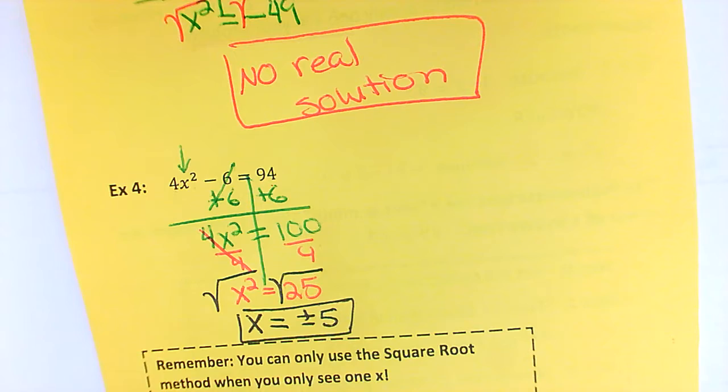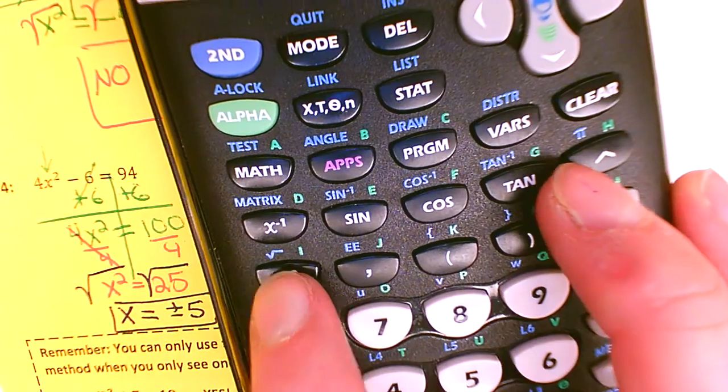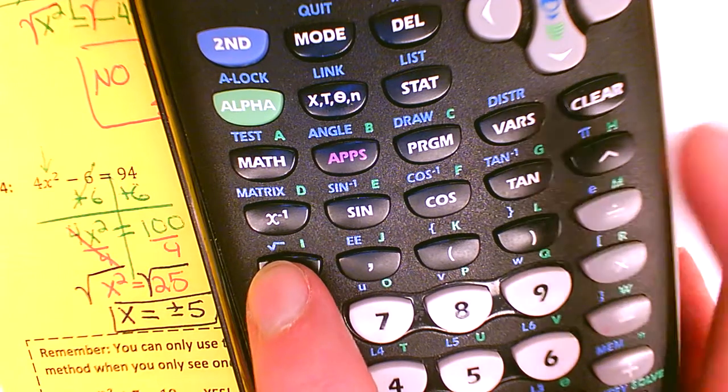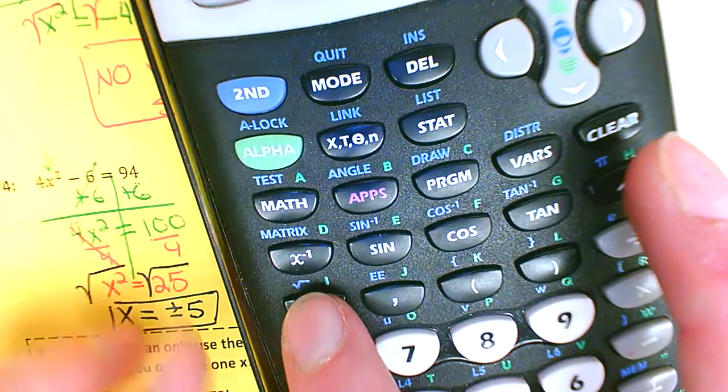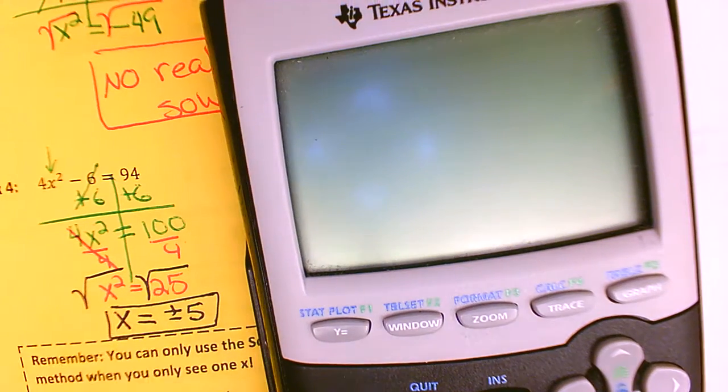Just in case you're not sure, I want to show you how to find the square root button. If you look on your calculator, x squared right above it in blue is the square root symbol, so you press the second button and then you press the x squared, and that'll bring up a square root sign.